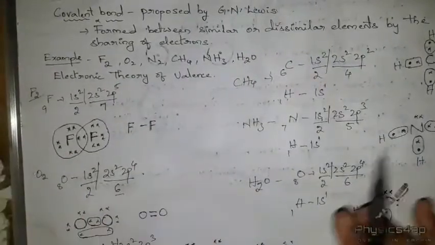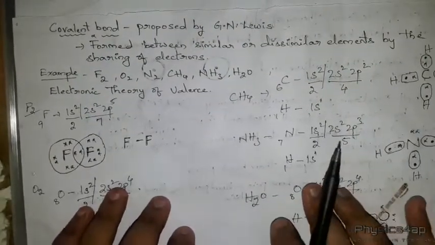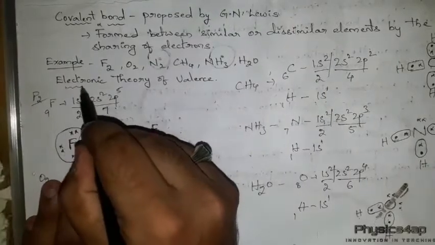So this is about the covalent bond, which was proposed by G.N. Lewis, and this is about the electronic theory of valency.